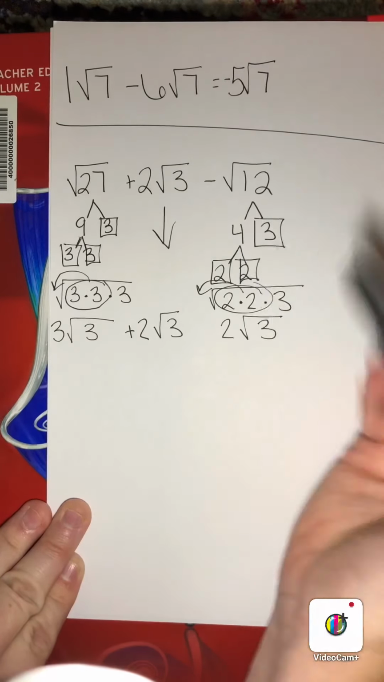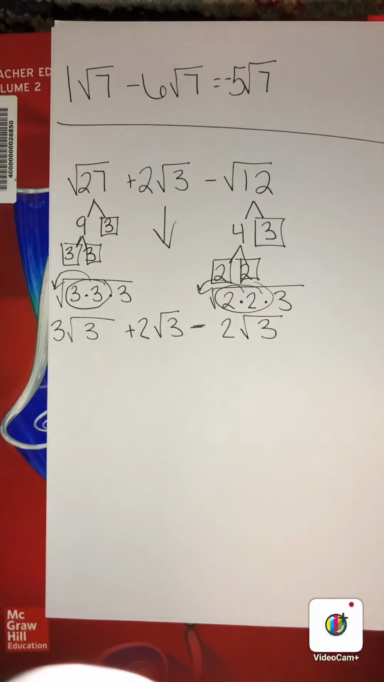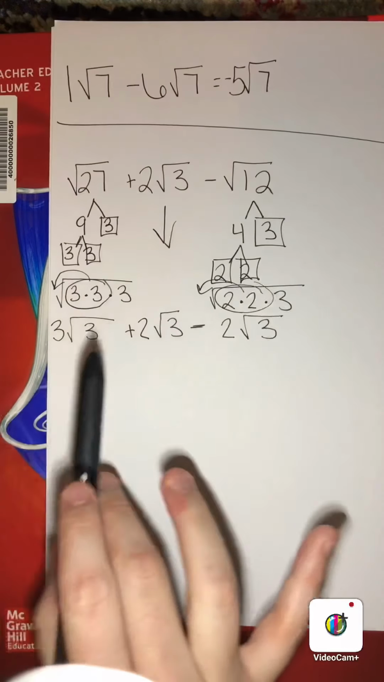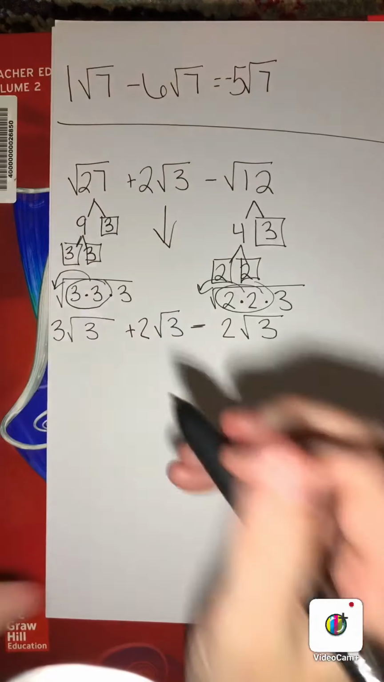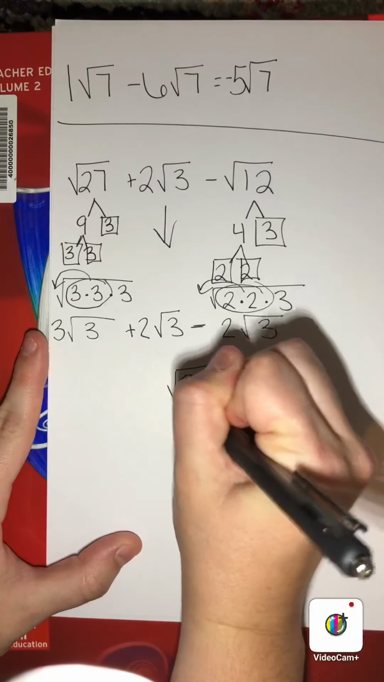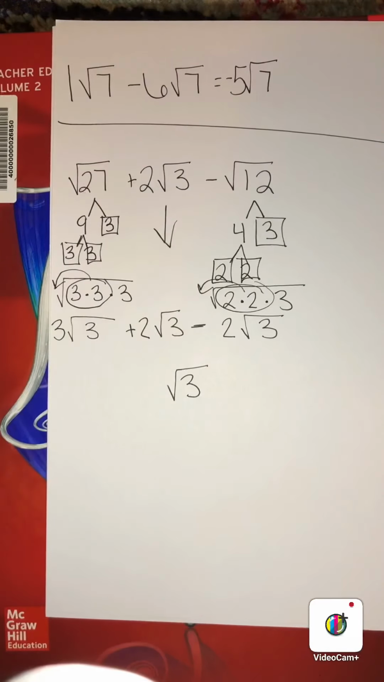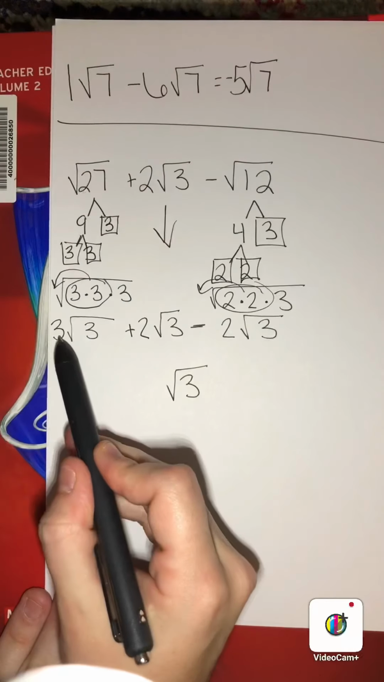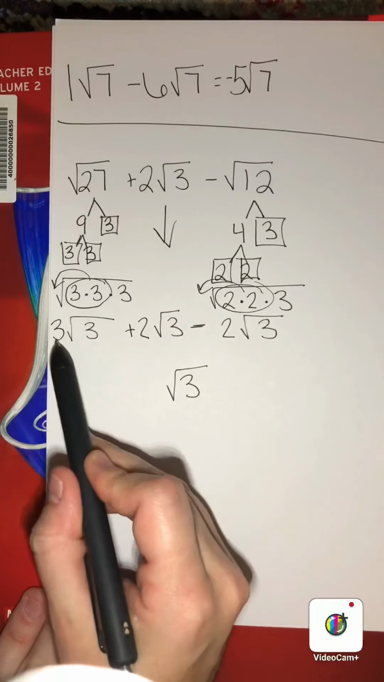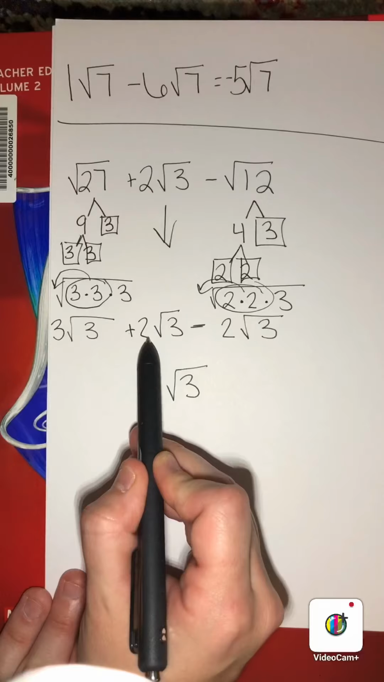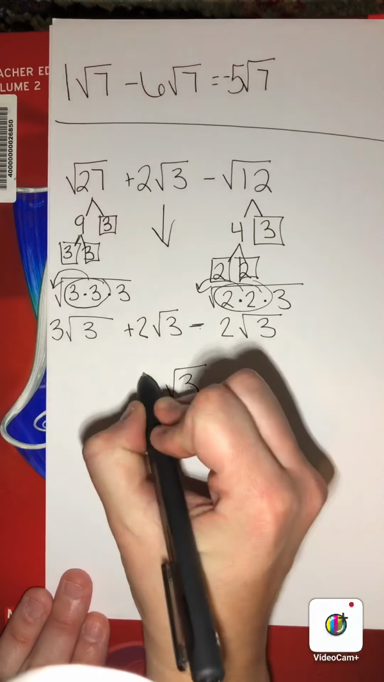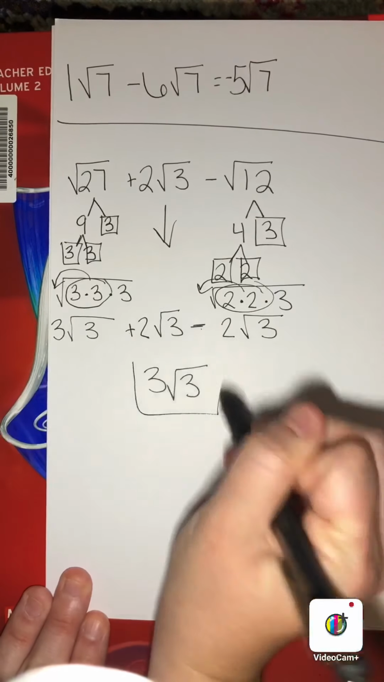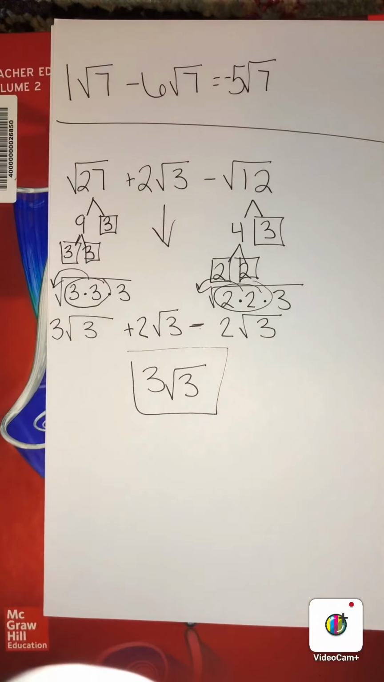This was subtraction, so I'm going to do minus. Now if you see, inside the radical is all the same. So I know my answer is going to have radical 3. Now I just combine the outside numbers. 3 plus 2 is 5, minus 2 is 3. So my final answer is 3 radical 3.